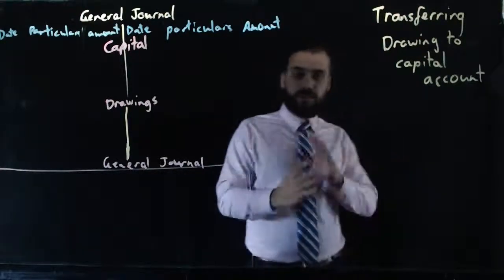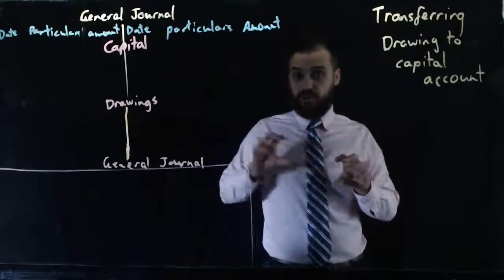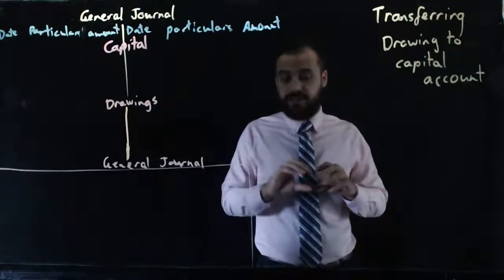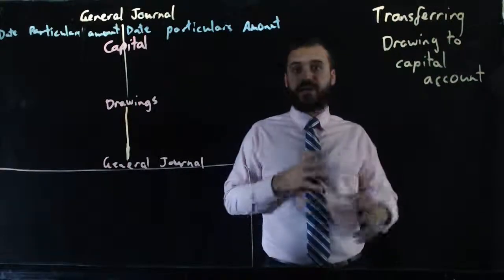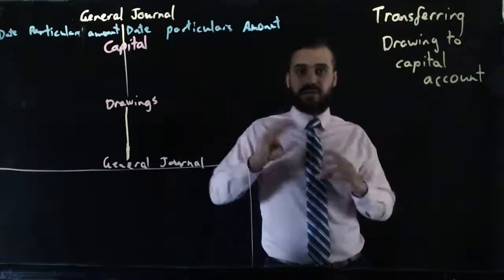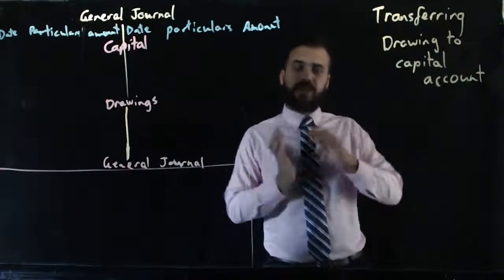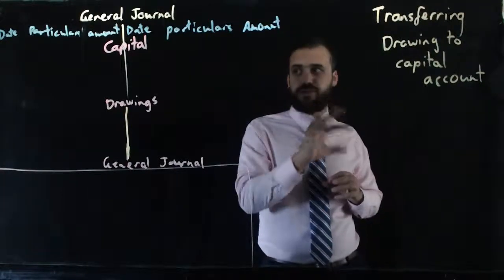Now we keep capital and drawings accounts separate because we want to be able to know how much money the owner is drawing from the business. We want a clear picture of that throughout the year. But at the end of the year, we can take drawings and capital and sort of amalgamate them into one account, capital. And that's what we're going to do here. We're going to transfer drawings to capital.